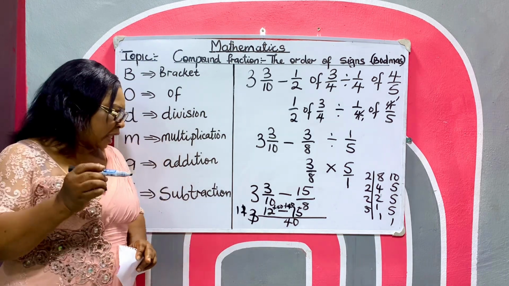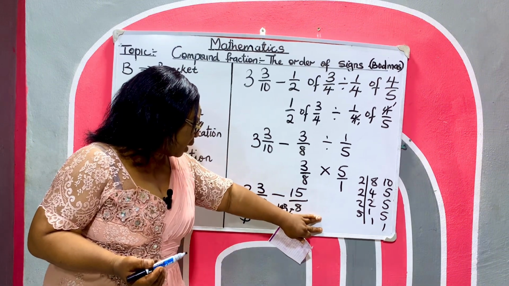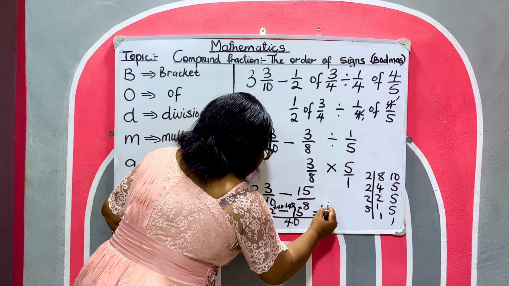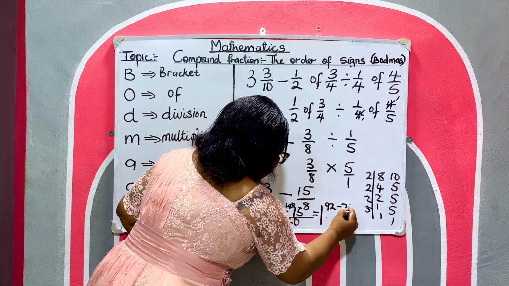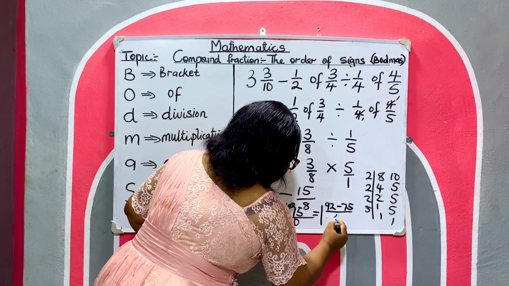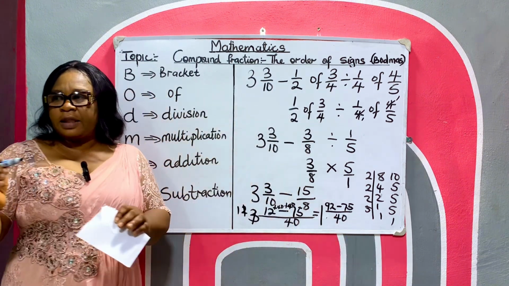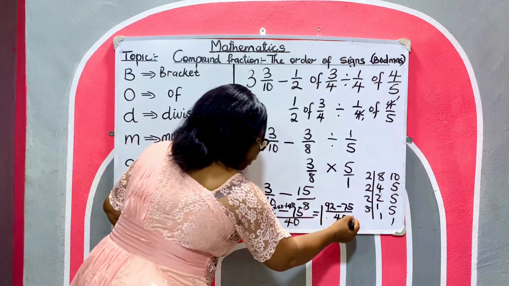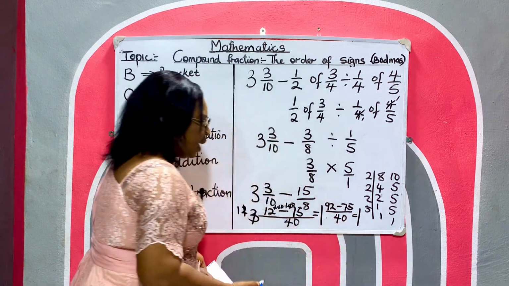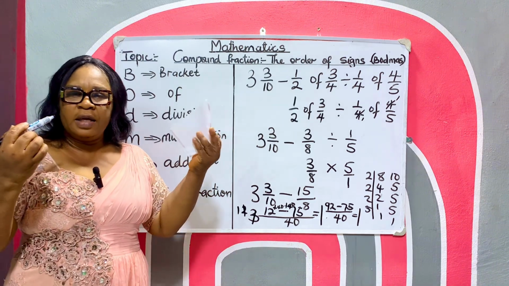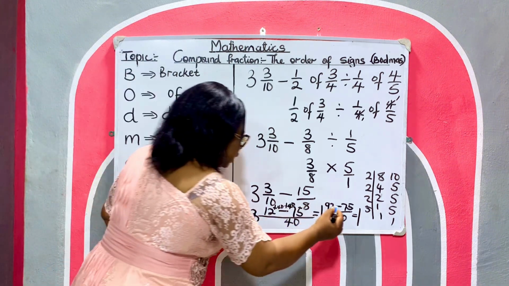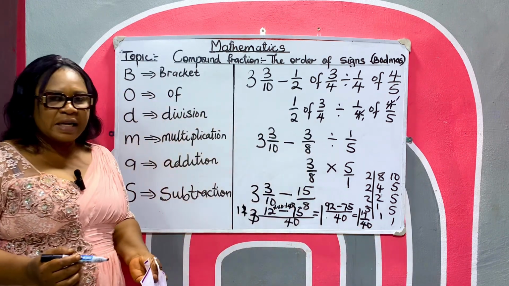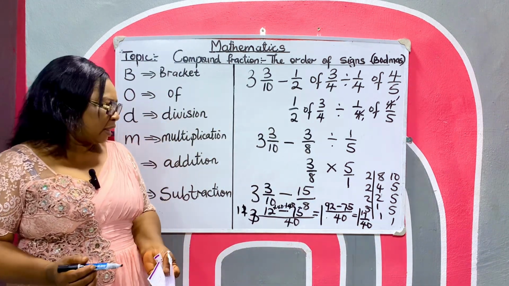That will give us what? 92. So what are we having here? We are having 92 minus 75 all over 40. Yes, 92 minus 75 all over 40. And what are we having? We are having one whole number. 92 minus 75 is going to give us 17. 17 over what? 40. And that is the answer.